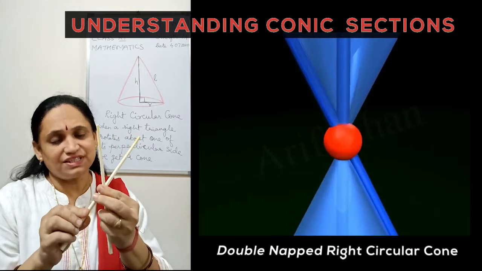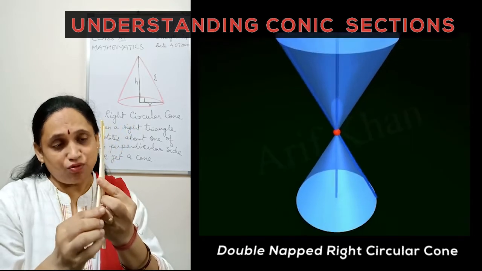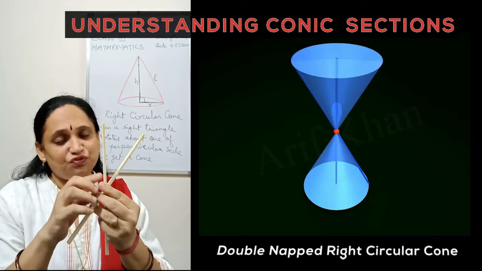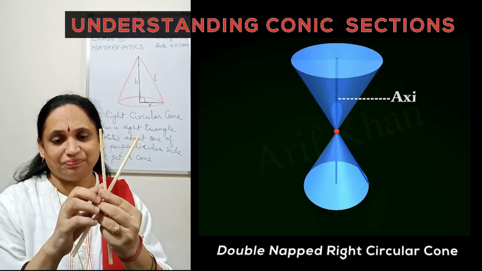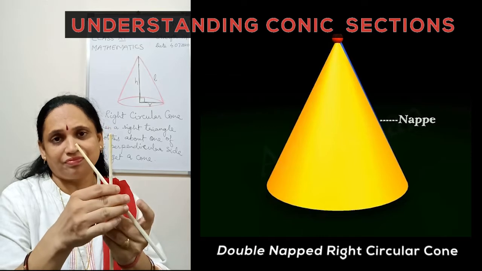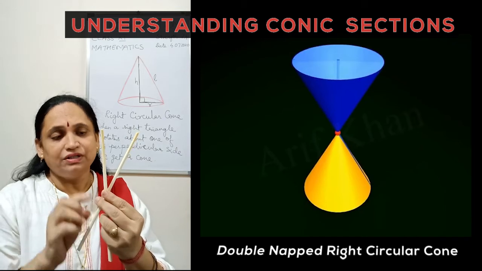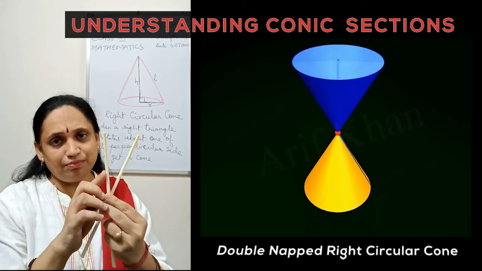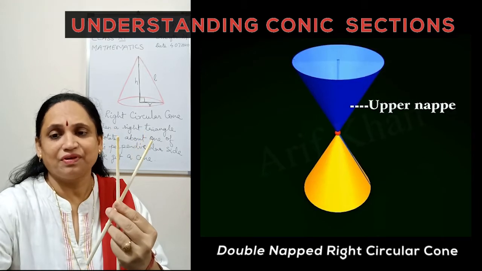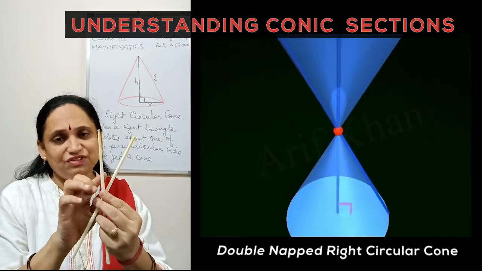The point that is fixed is called the vertex. The line that rotates around this double-napped cone is called the generator. The line which is fixed is called the axis. The cone that is formed is a right circular cone. And you have one cone above and one below. The cone on the top is called the upper nap and the cone below is called the lower nap. This is how you get a double-napped cone with a vertical angle which is fixed.